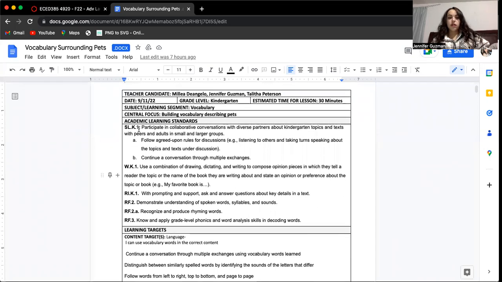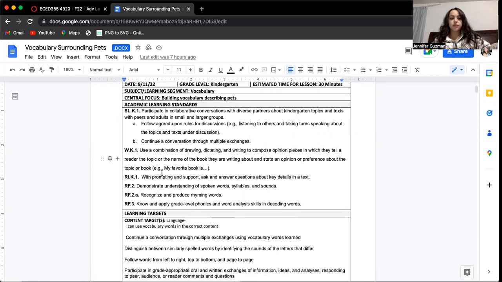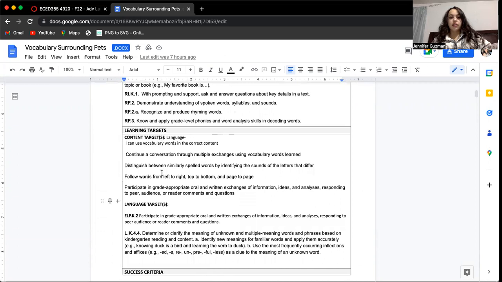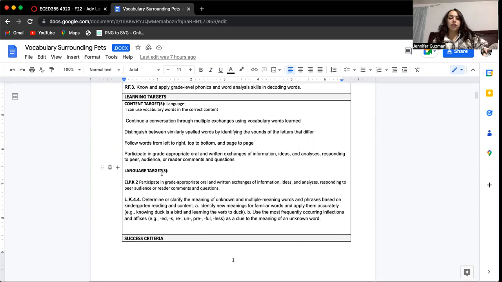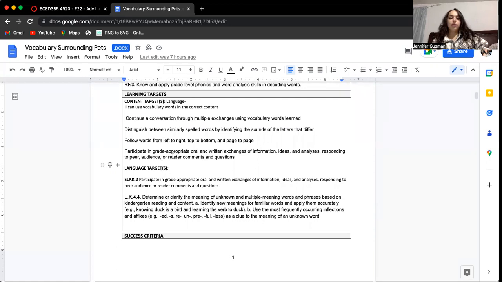So here first you see all the academic standards for literacy, and some learning targets for the students. I can use vocabulary words in the correct context, continue a conversation through multiple exchanges using vocabulary words learned, follow words from left to right, top to bottom, page to page, participate in grade appropriate oral and written exchanges of information, ideas, and analysis responding to peer, audience, or reader comments and questions.